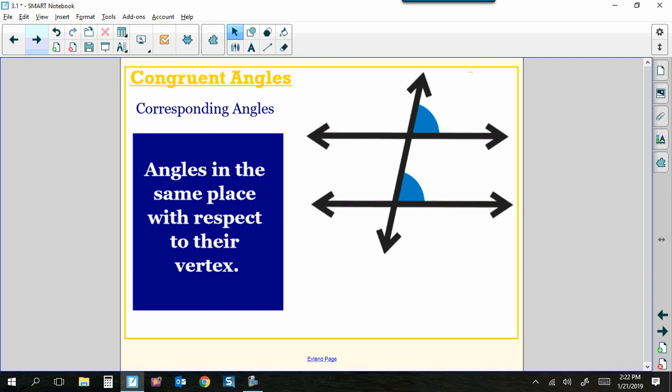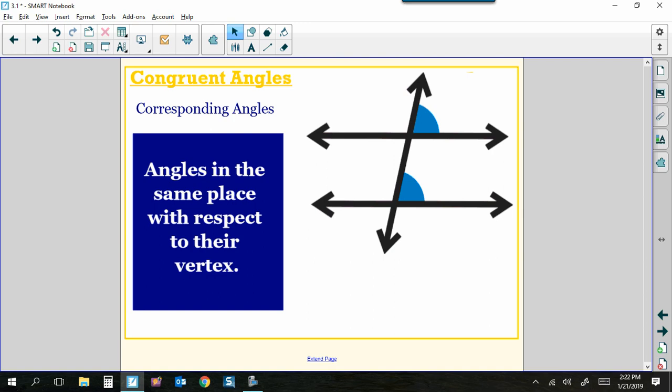We also talked about the word corresponding back in lesson 2.1 when we were talking about two congruent shapes. All the parts that were in corresponding places were the same. So remember, corresponding means in the same place. So the picture I'm showing, you can see that the angle right here is in the same place of the intersection as this one. So that is showing one of the pairs of corresponding angles. It's angles in the same place with respect to the vertex.